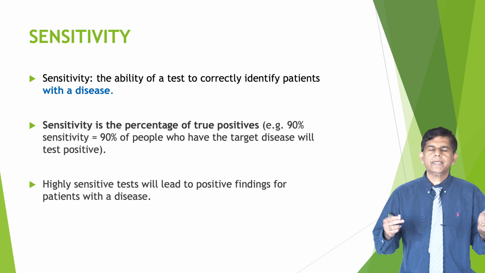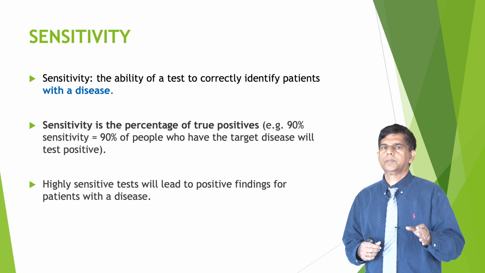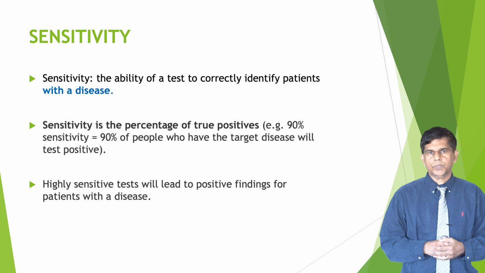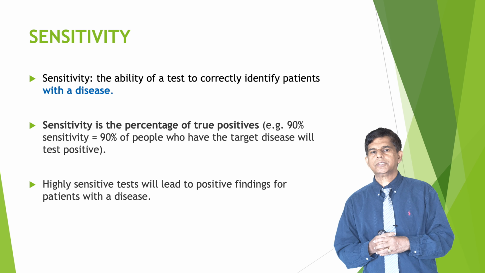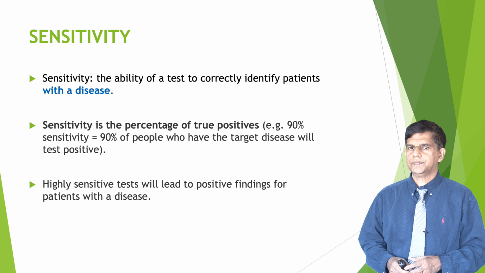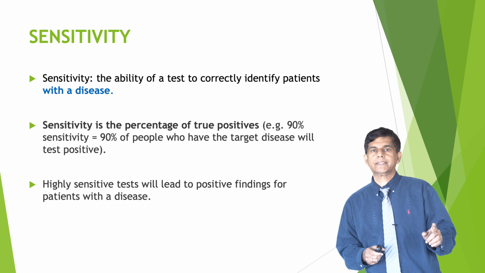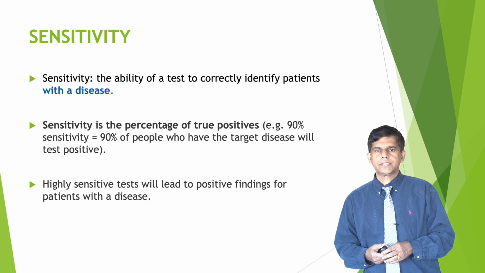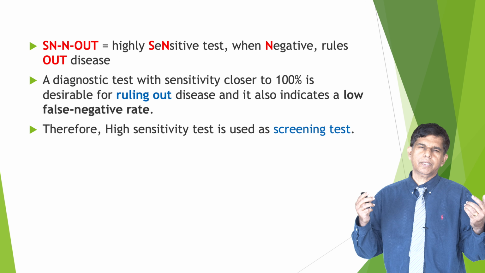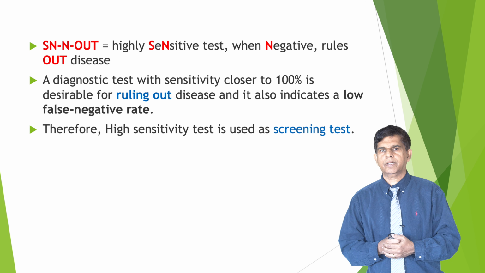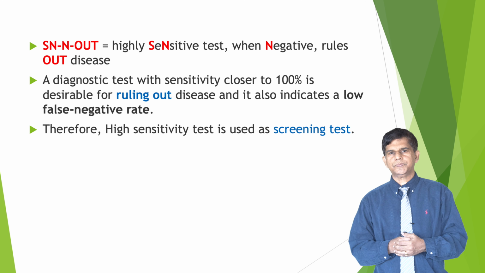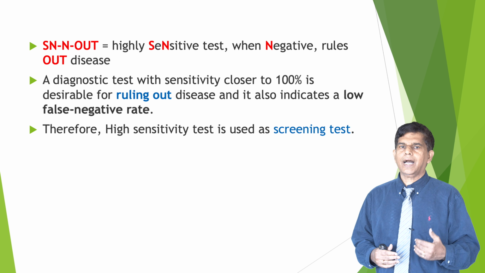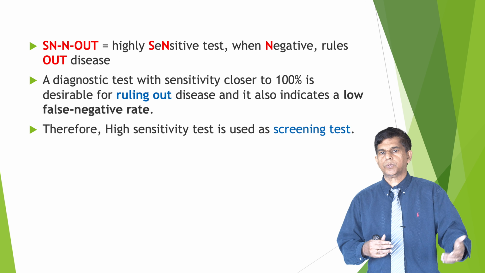For example, 90% sensitivity means 90% of the people who have the target disease will test positive for it. So a highly sensitive test will lead to a positive finding for a patient with the disease. Sensitivity is the ability of the test to correctly identify patients with the disease. If you want a mnemonic to remember, it's SNOUT: a highly sensitive test, when negative, rules out the disease. Remember the mnemonic SNOUT: a highly sensitive test, when negative, rules out the disease.